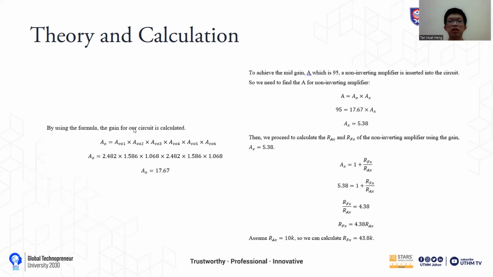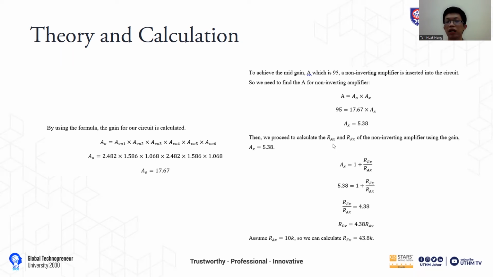So by using the formula again for our circuit, A0 is equal to all the Av0 multiplied, so we get A0 is equal to 17.67. So to achieve the mid-gain, which is 95, we add a non-inverting amplifier. So we need to find the gain for the non-inverting amplifier. So AX is equal to 5.3x.